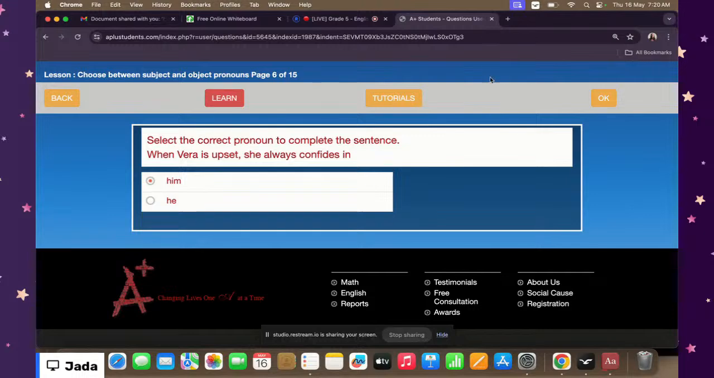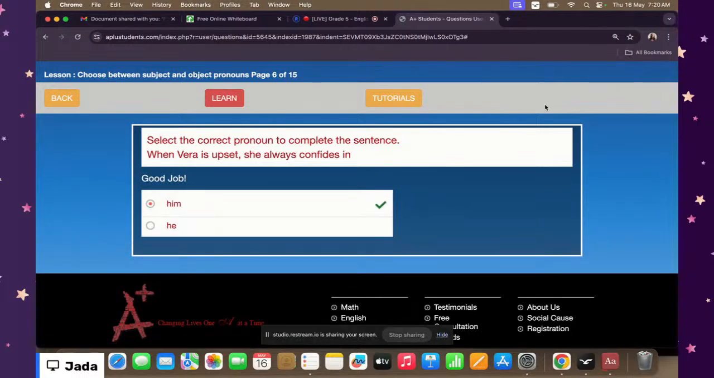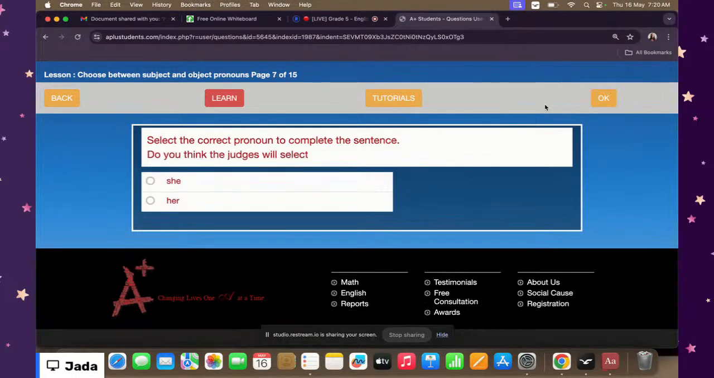Okay. So let me know, everyone. Do you have any question with choosing the subject and object pronouns? Any question, or you all understand everything? Which of the above? Do you have any question?